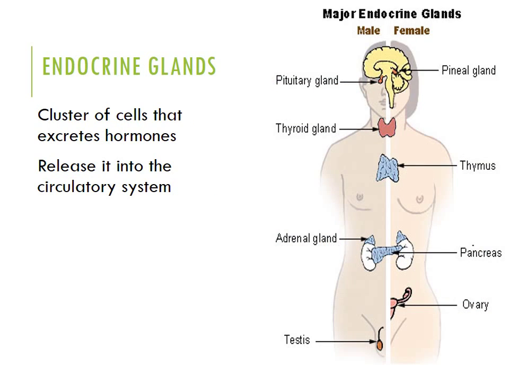We've got some glands that secrete most of our hormones, and here these are our endocrine glands, and they're a cluster of cells that secrete hormones. So they produce the hormone and then release it, and where they release it to is the circulatory system, because that's the quickest method for these hormones to transport around the body.